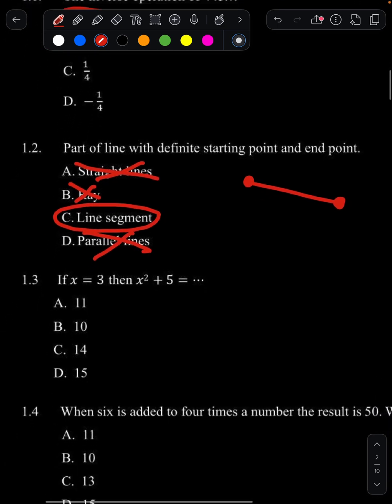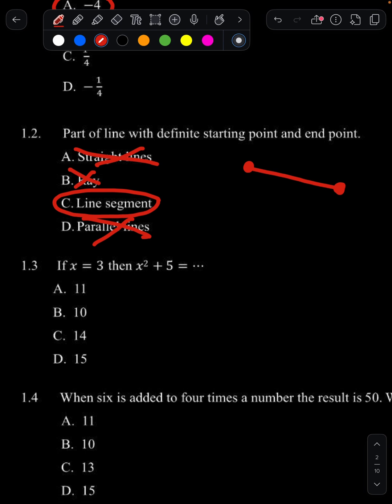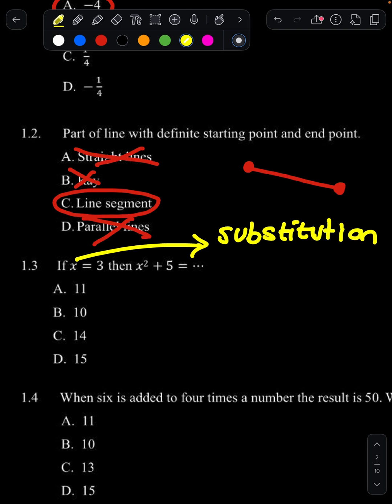Question 1.3. If x is 3, then x squared plus 5 is equal to... This is a substitution question. So if you do struggle with that, that's what you need to be looking at again. Substitution. Okay, so we are going to do the substitution. Although it's multiple choice, let's do the working out because that's how we solve this one.